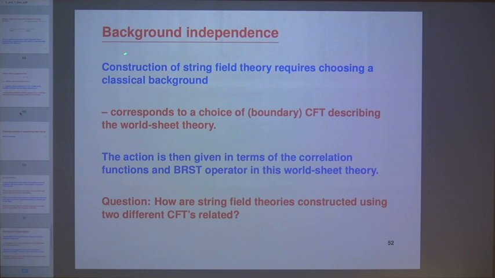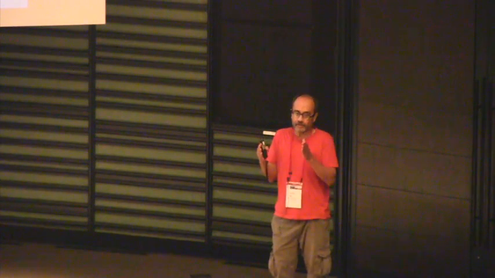Now, we know that construction of string field theory requires choosing a particular classical background. This is encoded in the fact that we have to start with some conformal field theory that describes the worldsheet theory, and then the action is given in terms of the correlation functions and the BRST operator in this worldsheet theory. If you remember the form of the action, the first term had the phi Q phi, where Q refers to the BRST operator of some particular conformal field theory, and the curly bracket that I defined involves calculating correlation functions again in some particular conformal field theory. So certainly the string field theory action depends on what conformal field theory you started with.